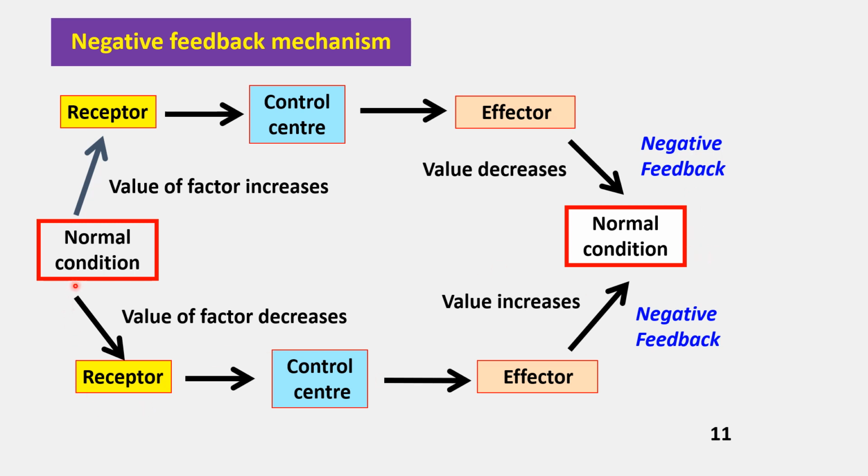Likewise, if the value of the factor decreases, again, the receptors will detect the change in the value of the factor and will send impulses to the control center. The control center will decide what to do and will send impulses to the effectors like the muscles or glands. So when the corrective mechanism occurs, then the value of the factor will increase back to normal.